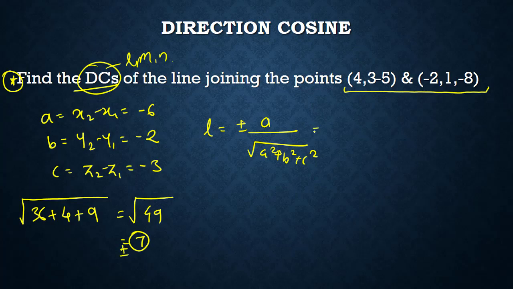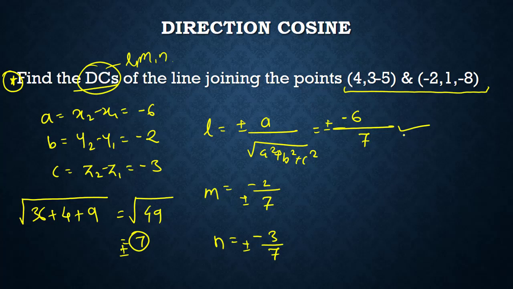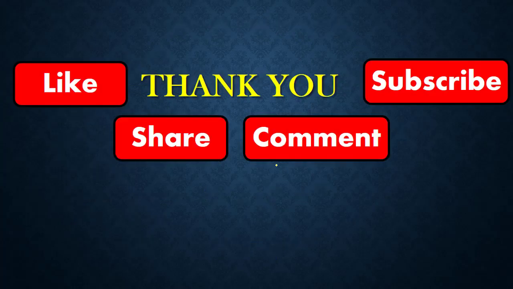So a is what? It is -6, so l is -6 divided by 7. m becomes -2 divided by 7, and n becomes -3 divided by 7. Definitely you can take these plus or minus signs. Okay, so what is the answer? It is -6 by 7, -2 by 7, -3 by 7. This is the direction cosines of the given line. What I have done is first find out a, b, c, and I have used the relation between DCs and DRs.